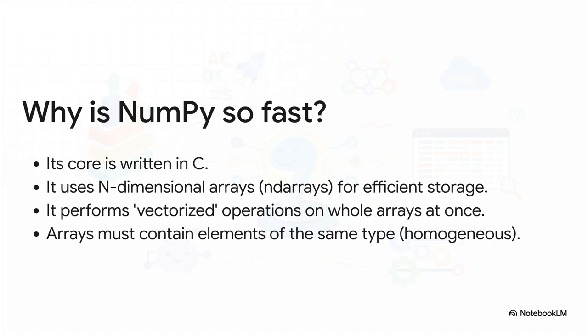So how in the world is it so fast? Well, it's not magic, it's just really smart engineering. See, the guts of NumPy are written in C, which is way faster than plain old Python. It uses these special arrays that let it do math on the whole chunk of data at once, instead of using slow Python loops. And the key rule is, everything in a NumPy array has to be the same data type, which makes it super efficient.